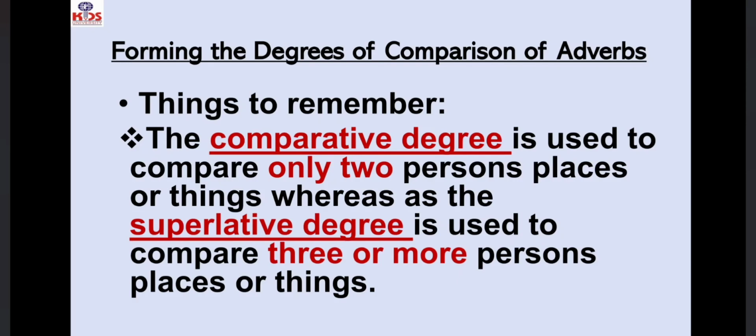There are two things that you need to remember while forming the degrees of comparison. Firstly, the comparative degree is used to compare only two persons, places or things, whereas the superlative degree is used to compare three or more persons, places or things.